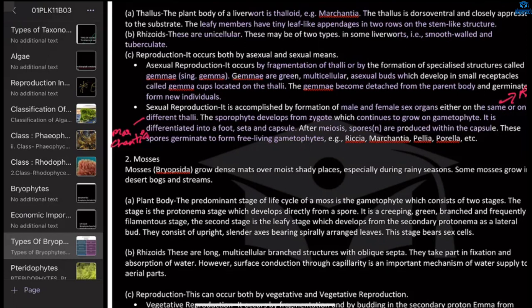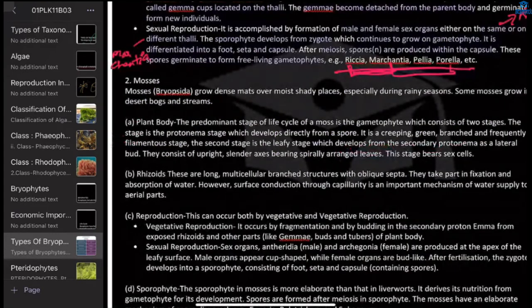इसके कौन कौन से examples हैं? Riccia, Marchantia, Pellia, and Porella. You have to remember the three: this Riccia one, Marchantia one, and Porella. These three examples are important, and this Pellia one is not that important. Now mosses.